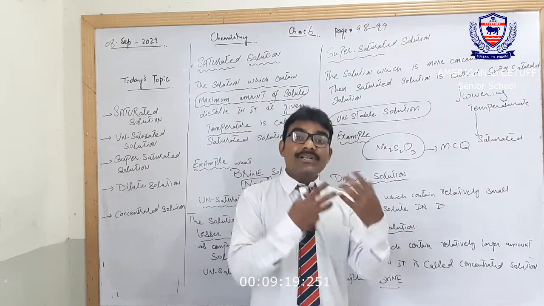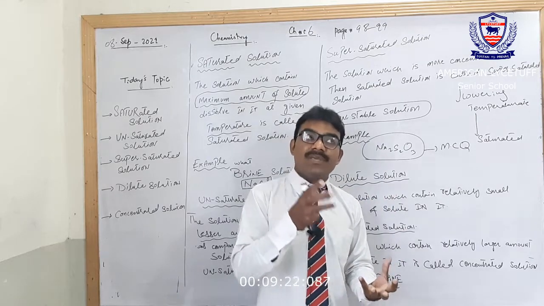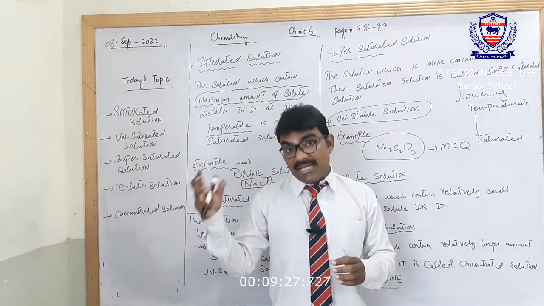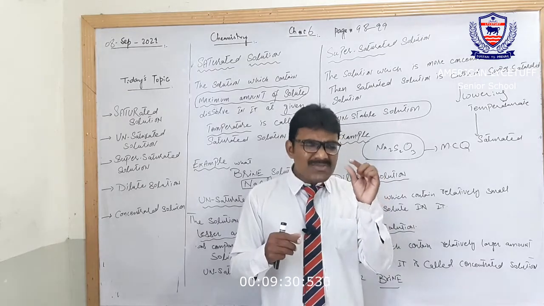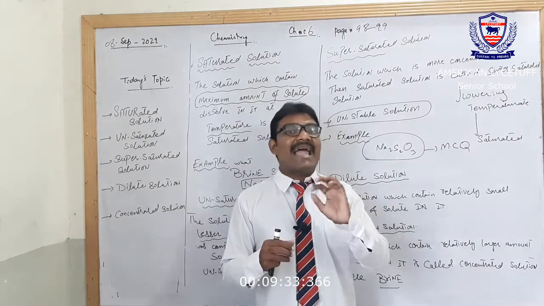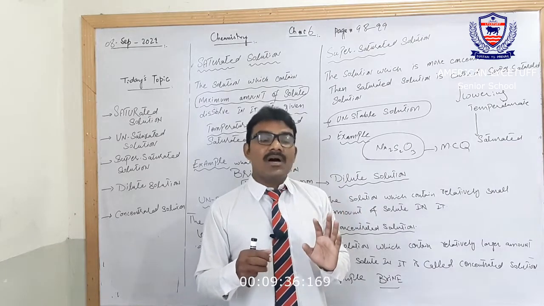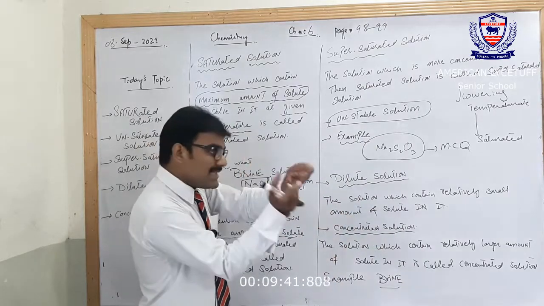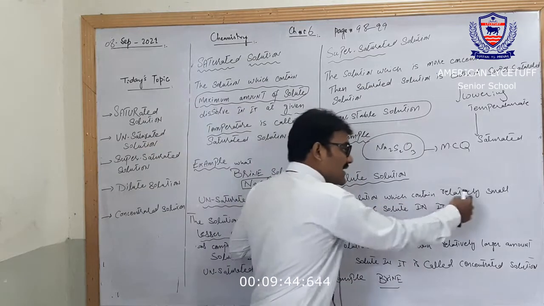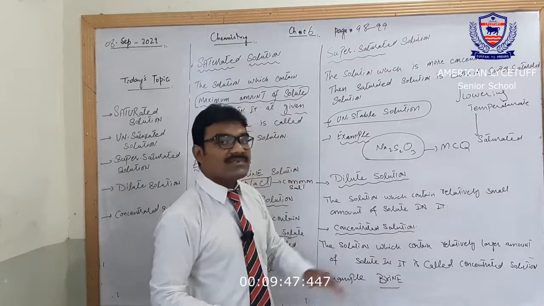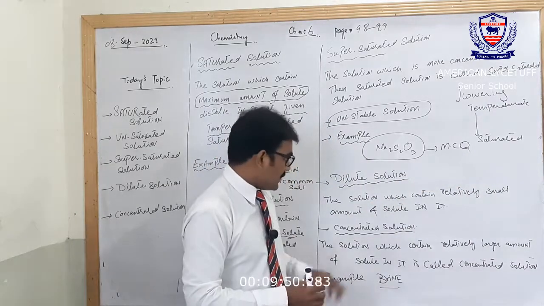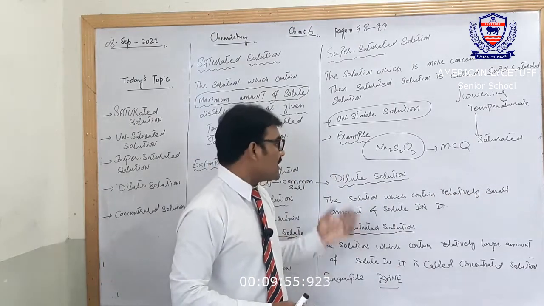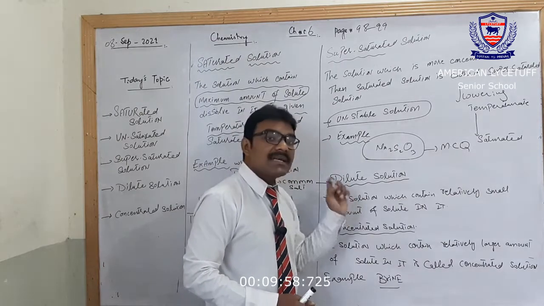If we increase the tea leaves, the color of the tea would be more brownish, because it contains more amount of the tea leaves. If we use a small quantity of the tea leaves, the tea color is light brown, and it is commonly known as doodh patti in our daily life. So applying this example, the solution which contains relatively small amount of solute, I am talking about light tea, is known as dilute solution.